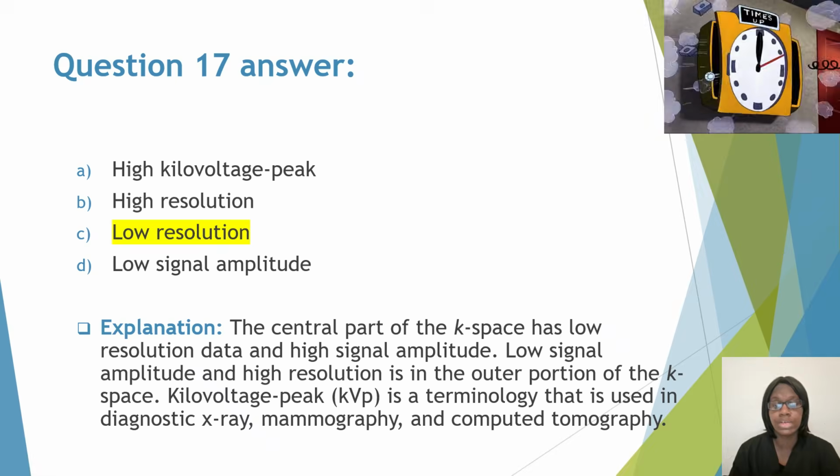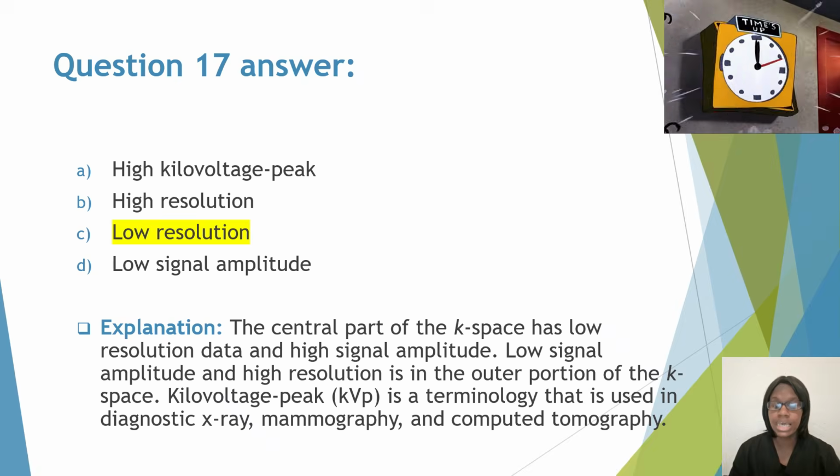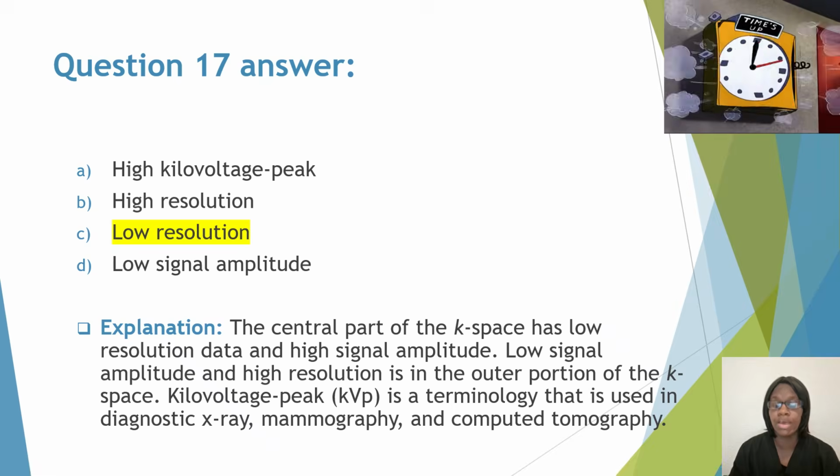Kilovoltage peak, also known as kVp, is a terminology that is used in diagnostic X-ray, mammography, and computed tomography. So I want to throw that out there for the high kilovoltage peak, just in case I have ARRT MRI students who have not gone through X-ray. So at least they can know that the high kilovoltage peak is something that we use in X-ray if you have your ARRT X-ray or CT certification.